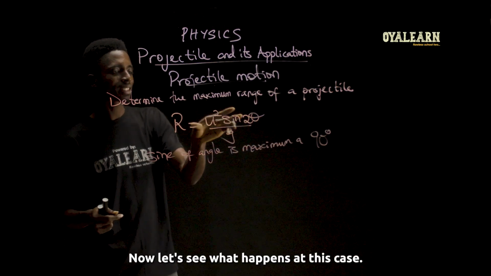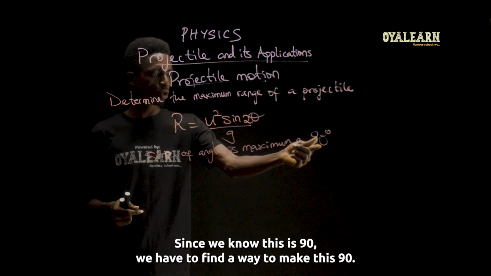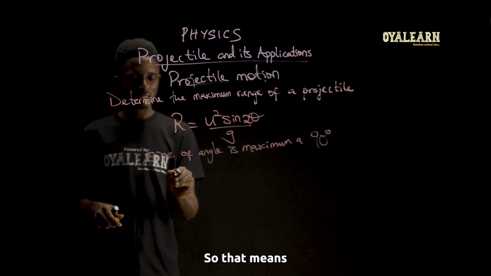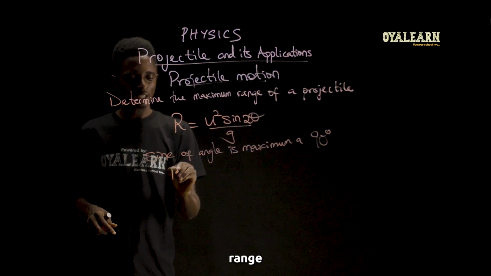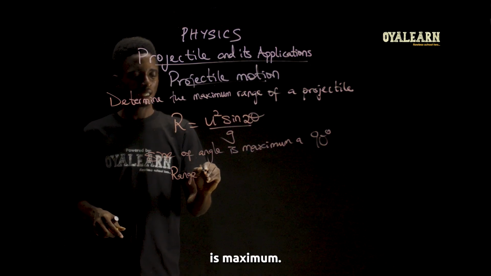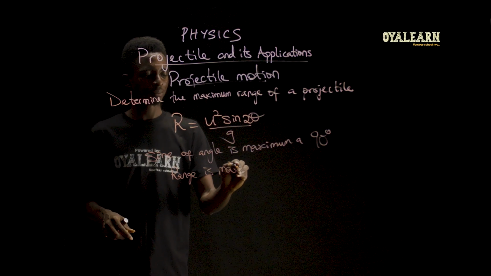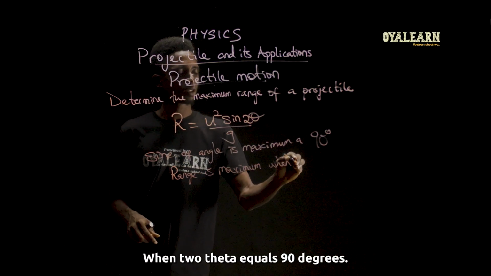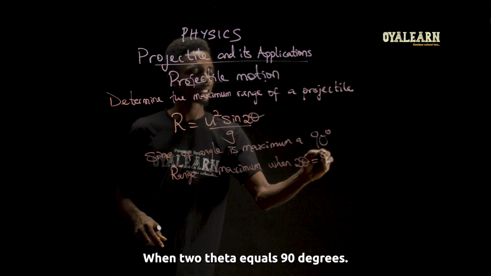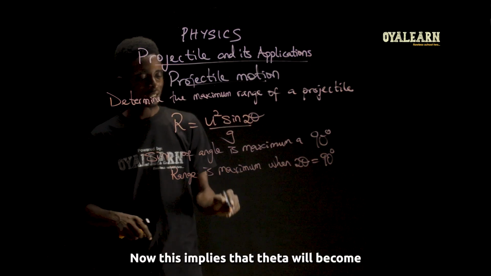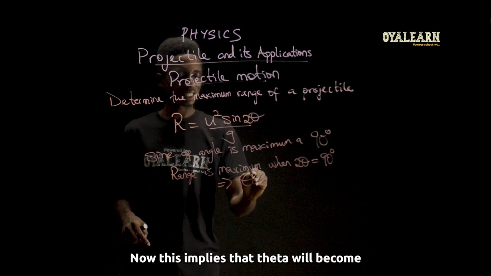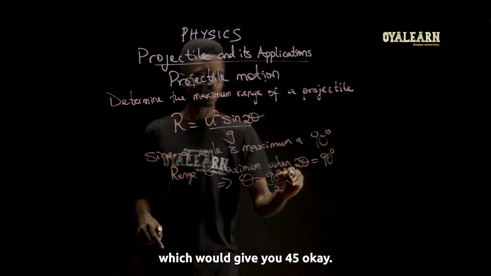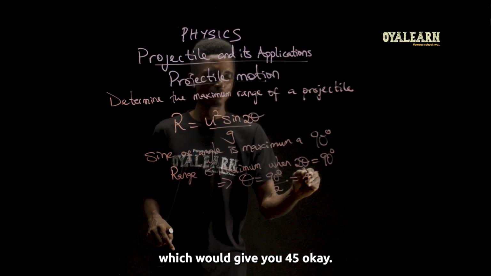Okay? So all of this applies. Now, let's see what happens in this case. Since we know this is 90, we have to find a way to make this 90. So that means range is maximum when 2 theta equals 90 degrees. Now, this implies that theta will become 90 degrees divided by 2, which will give you 45.